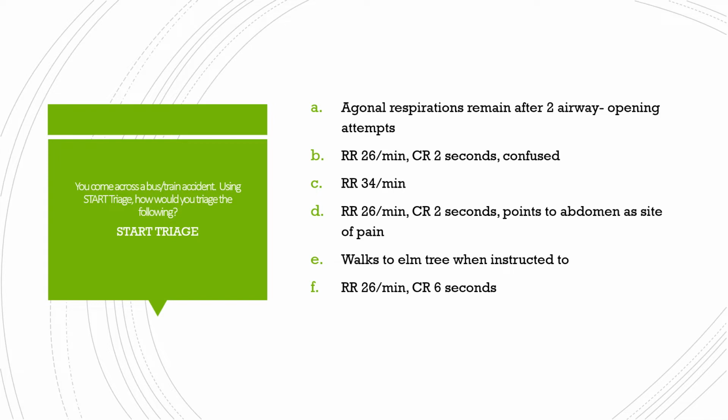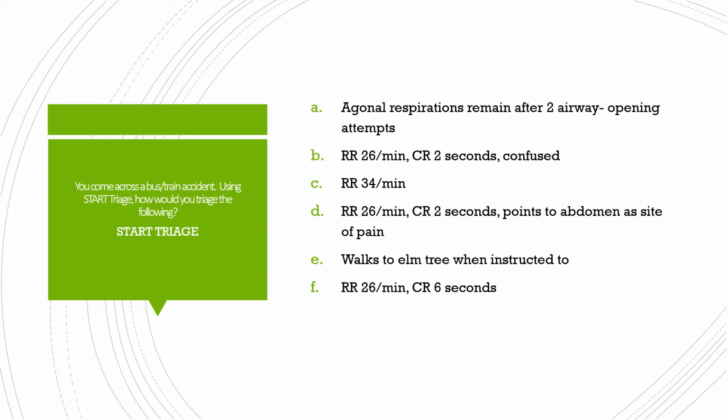Moving down to D, we have respirations of 26, capillary refill of 2 seconds. He points to the abdomen as the site of pain. So you're asking him a question, where's your pain? And he points to the abdomen as the site of pain. So, what do you think? Okay, so if you said yellow, you would be correct. Respirations are under 30. Capillary refill is 2 seconds, which is what we want. He can follow commands. He knows where his pain is, so he would be a yellow, he or she.